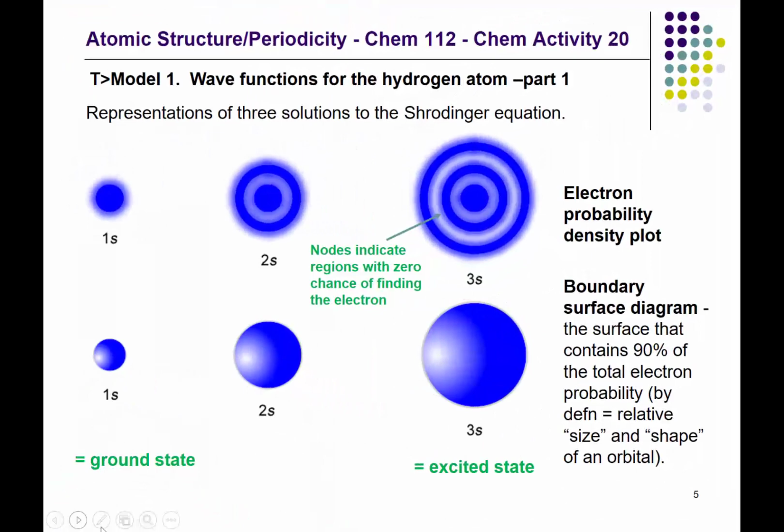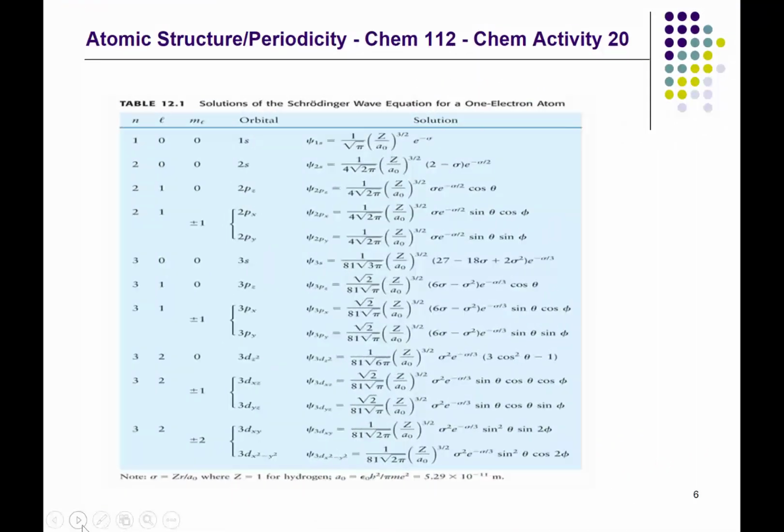Just in case you're wondering if there's any mathematics behind this, I'm just going to show you the number of solutions to the Schroedinger equation. And you can see right here in this column the symbol psi, which of course represents the wave function. So here are mathematical solutions to the Schroedinger equation.